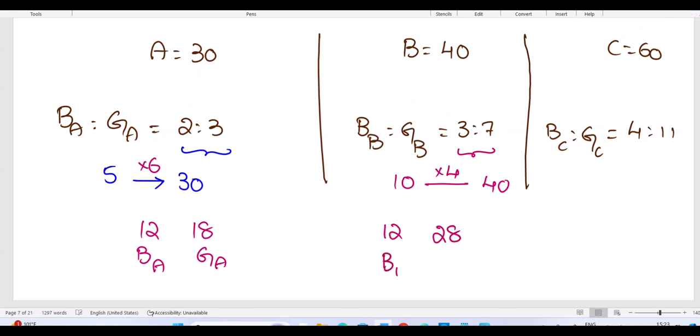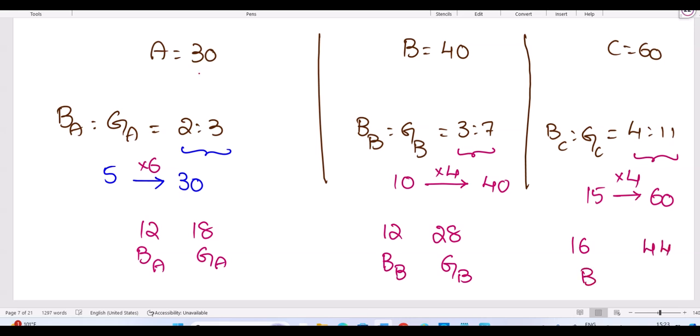This is boys in B section, girls in B section. What is 4 plus 11? 15. Total 60 required. The factor here is multiplied by 4. 4 into 4, 16. 11 into 4, 44.